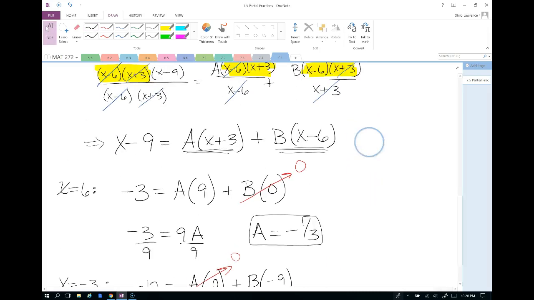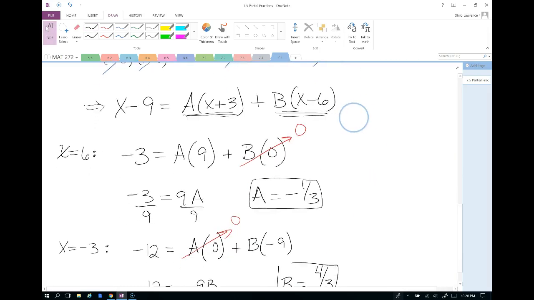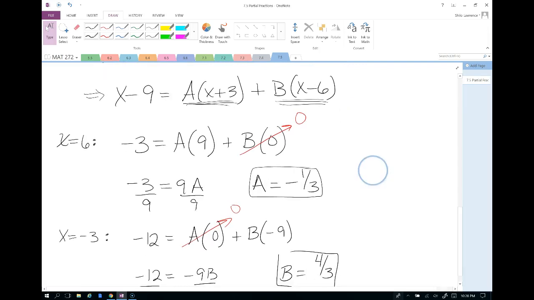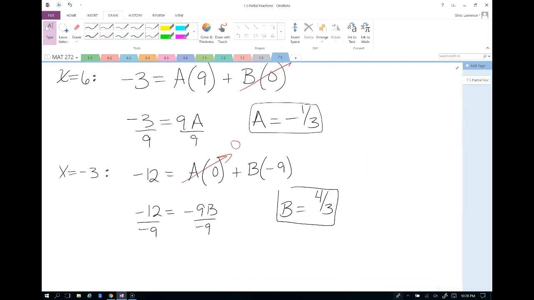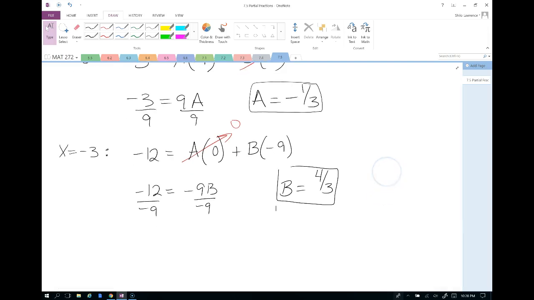So as long as all of our factors are linear, we should be able to just pick x values that will zero out all but one of them so that we could solve for one at a time. The reason that we have a second method that I'm going to show you in a few minutes is because we don't always have linear factors. Sometimes we're going to have irreducible quadratic factors that we cannot zero out just by plugging an x value in. So that's why we need the second method.